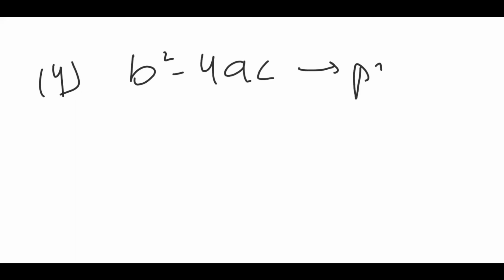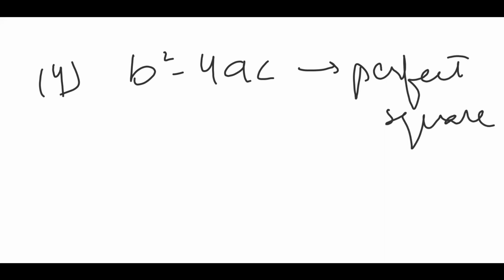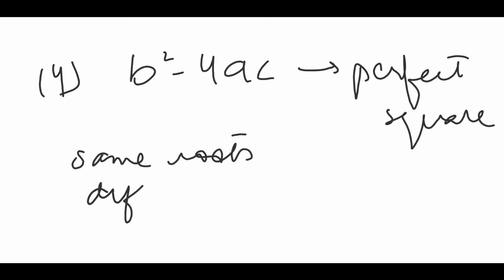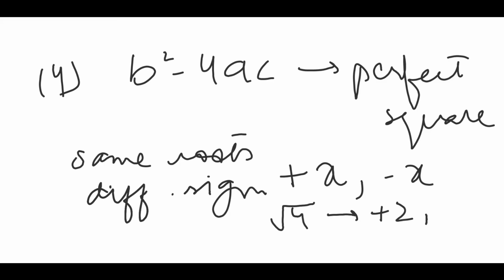And then we've got a fourth one where we say that b squared minus 4ac gives us a perfect square number. Now, a perfect square number is 4, which is the square of 2, 3 squared is 9, 4 squared is 16, and so on. So if we get a perfect square, the roots we get are the same, but with different signs. For example, with minus 6, the answer becomes minus under root 4. So what do we get? We get plus 2 and we get minus 2.